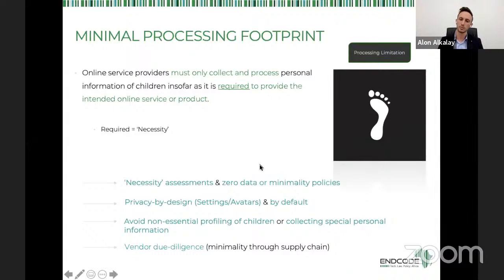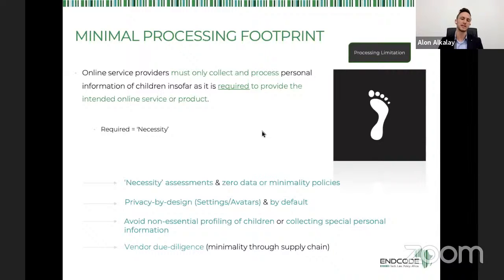And if it isn't, then we would opt for online service providers to look at rather adopting zero data or minimality policies. We want OSPs to conduct necessity assessments at the beginning, to understand what do they really need and what don't they need. Of course, we are looking at privacy by design and by default. Two different concepts, but both of them support minimal processing. We want our OSPs in their design stage to think about how they can structure the service or product in a way that reduces the amount of information they need. And when children access it, to customize its settings so that less personal information is collected from them.